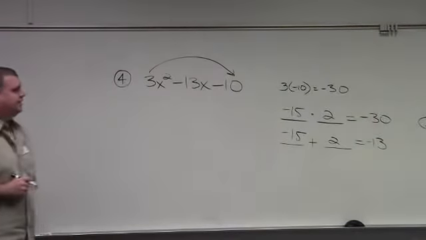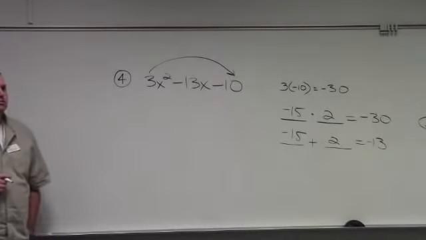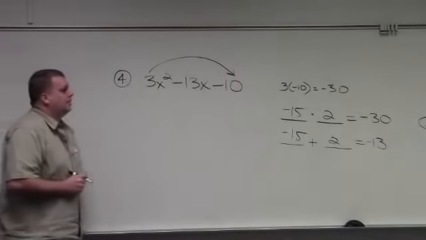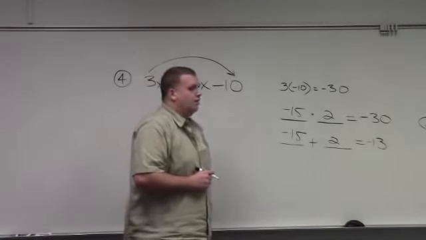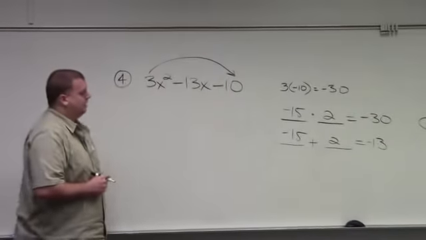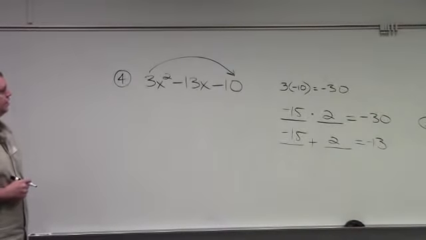Yep. Why couldn't we use 3 and 10? Because one's negative and one's positive. Exactly. There's no way you get 3 and 10 to give you a difference of 13. They have to both be negative. And that just wouldn't work.